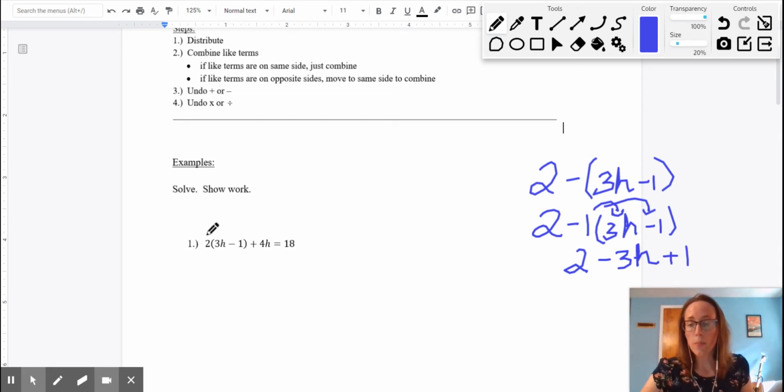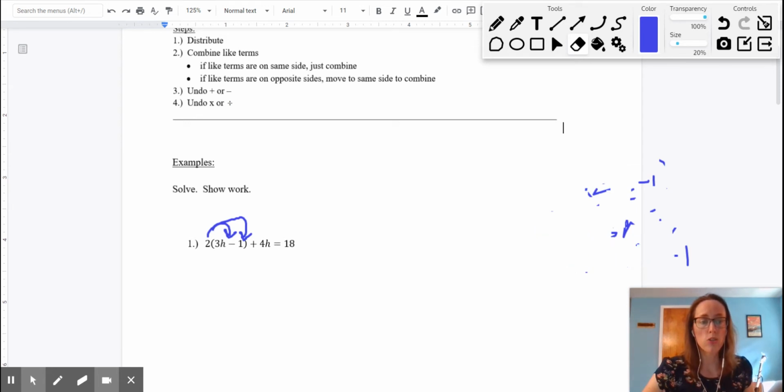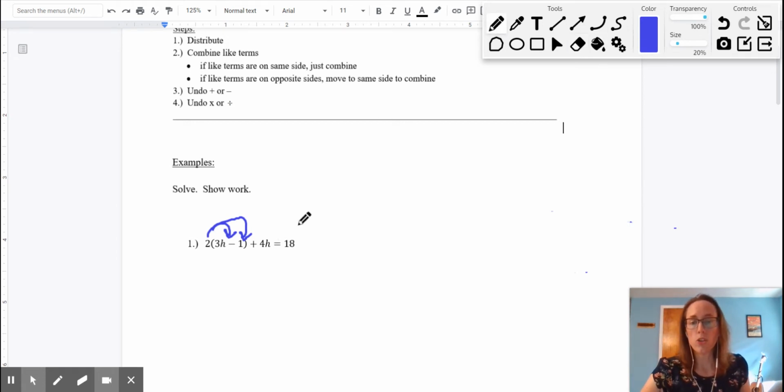So when there's a number and then parentheses and no operation in between, that's when you distribute the number that's out front. And we're going to distribute that number in here. If there's a plus, we can just remove parentheses. If there's a minus, we have to remember about what some people call the invisible 1 and distributing and changing those signs. So over here in the example that we're going to look at, we need to distribute the 2. And we're going to distribute the 2 just to those first 2 terms, the 3h and the -1. We don't want to distribute to the 4h because that's not inside the parentheses.